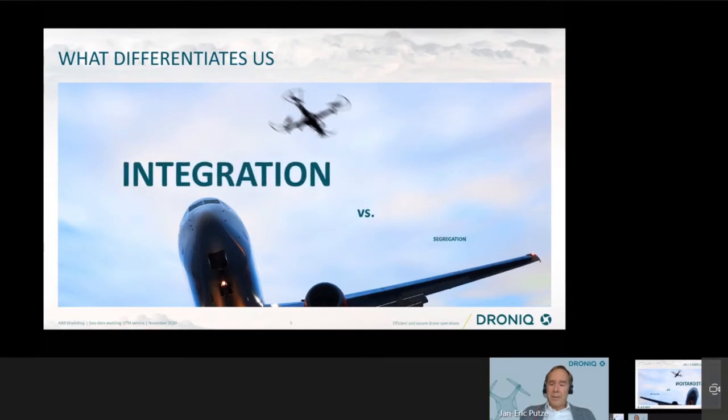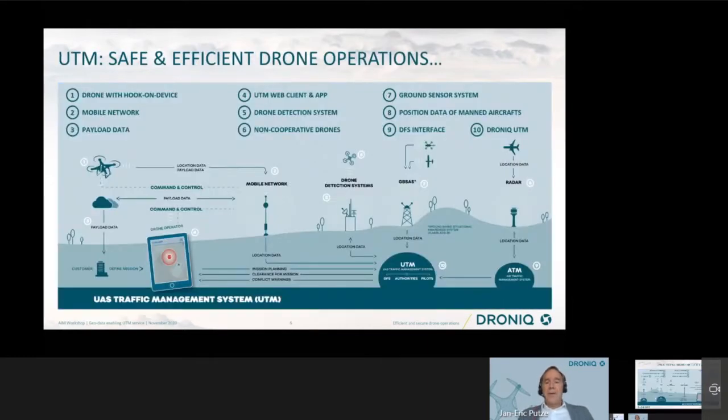How do we do that then? Just to give you a little bit of an outline. If you look at this picture, it's very complicated at first, but if you look, we have some UTM services right here. That's actually what we are doing. We are collecting data from ground stations. We are collecting data from drone detection services. We even take into consideration radar data from the ATM service and integrate it into our UTM service. And we collect data from our drones via the mobile network also into that UTM, and then share the complete picture.